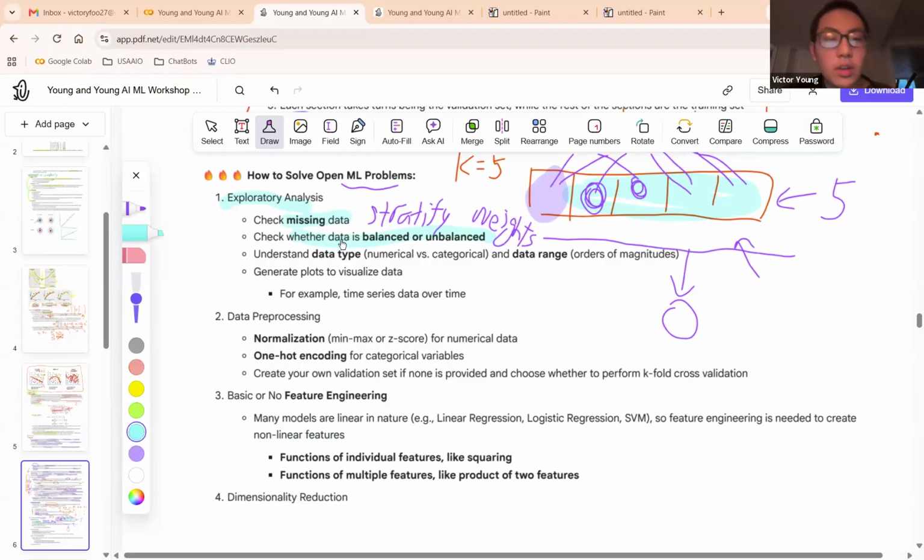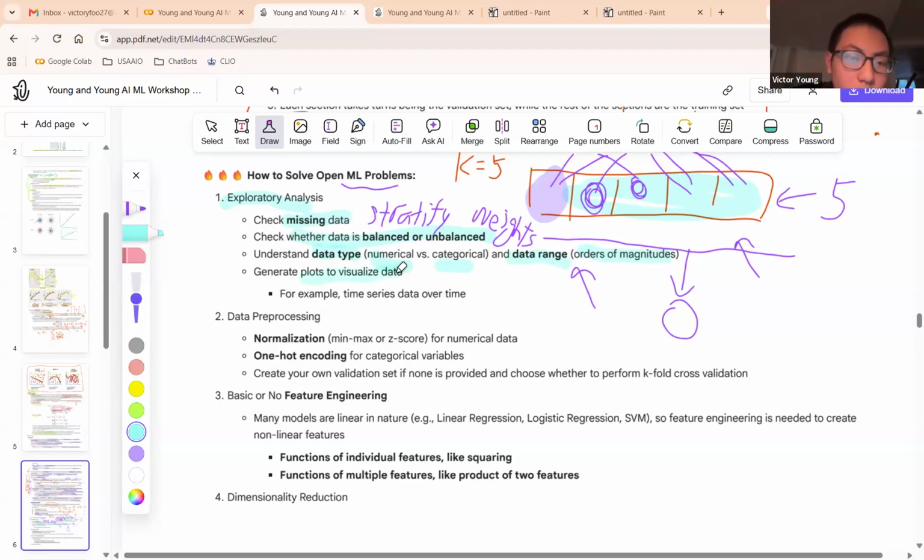The next is you should always understand the data type, like numerical or categorical or a mix in the data. And you should always know the data range and the orders of magnitude. And that's very important. For example, like we said before, you should always standardize data. If one feature is in the 0.01 range, but another feature is 10,000, for example, income, salary, then we have to standardize features, right? Okay.